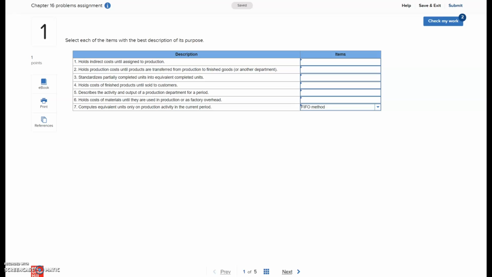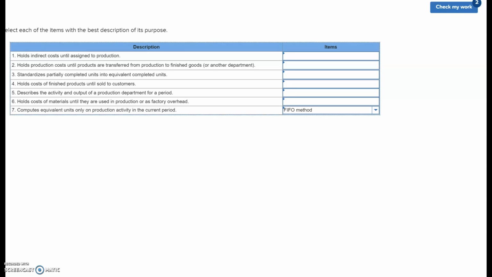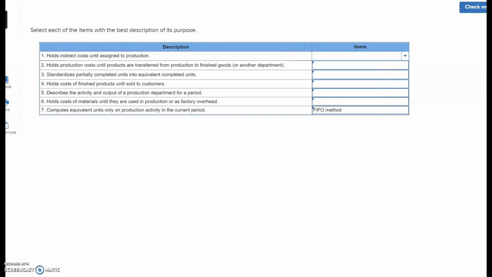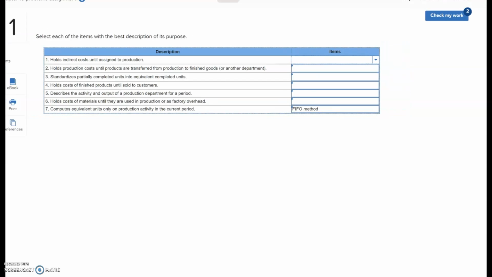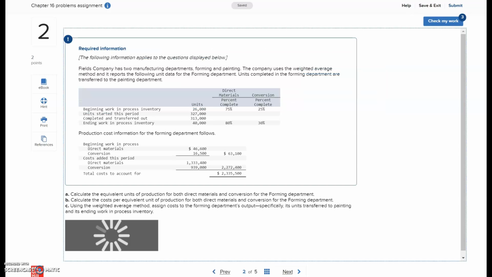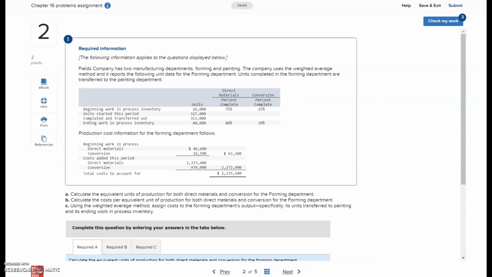And so this first one is just really a vocabulary assignment. The one I wanted to point out, because we're focusing on the weighted average method, is that one of these choices computes equivalent units only on production activity in the current period. And that's not what we're doing. We're using the weighted average. The choice for that is FIFO method. So I want to give that to you because I was not asking you to focus on it, and it did pop up in this question. The others you should know based on what we studied in the chapter. So that was the only definitional one.